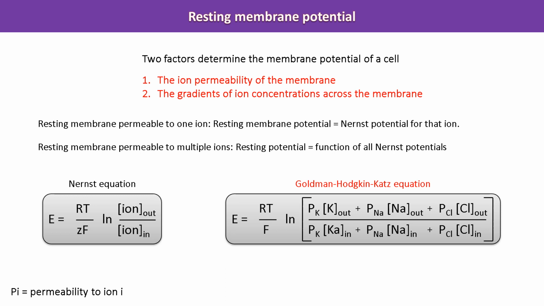Here it is written for a membrane permeable to potassium, sodium and chloride ions. This equation looks more complex than it really is. It's almost the same as the Nernst equation, but repeated for each ion. Since the ions are not equally permeable, the Nernst potential for each ion is scaled by the factor P, which is the permeability of the membrane to that ion.